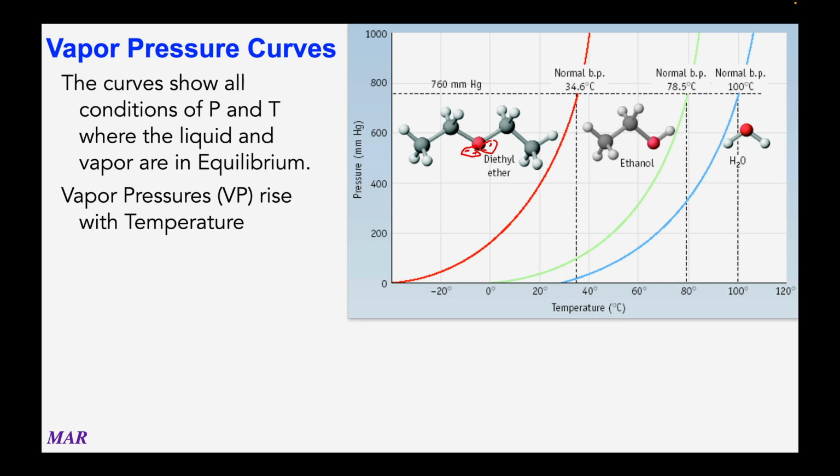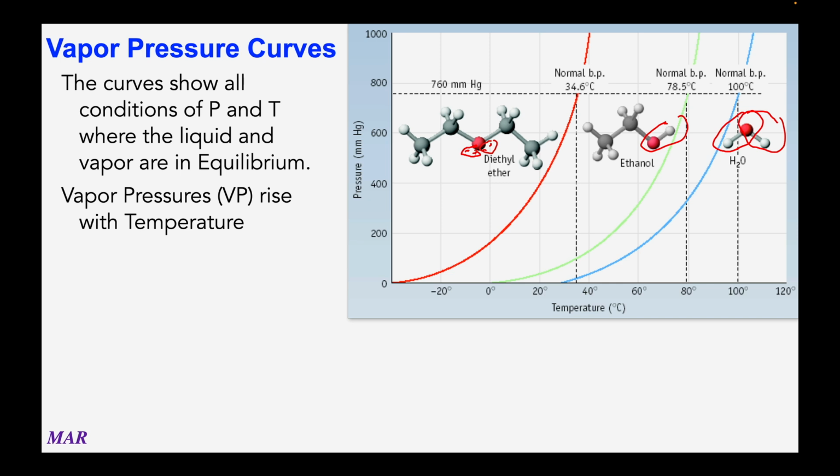Ethanol and water to the right also are polar. They have an O connected to different things. It's going to be polar. However, ethanol has an OH bond, so that's a hydrogen bond right there. And water also has hydrogen bonds, but water has not just one, but two hydrogen bonds, two OHs on it. So water has the strongest intermolecular forces.